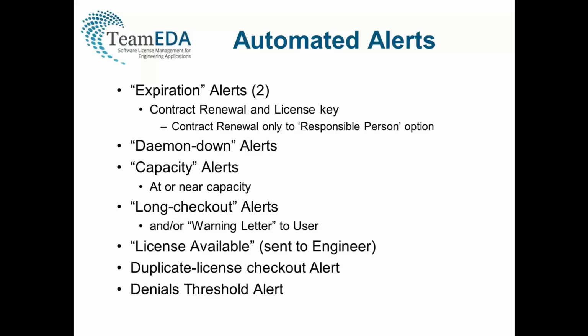Then a license available alert is there. This is sent to the engineer. A user can log into LAMUM and check this option of license available alert. For example, I'm taking NX, and if it is NX 13100, I'm doing a check for license available. As soon as this NX 13100 license is available, you'll receive a notification. Right? And then there are duplicate license checkout alerts and denials threshold alerts as well. These are the various relevant alerts that LAMUM helps you to generate.